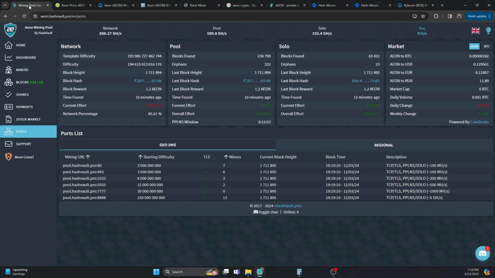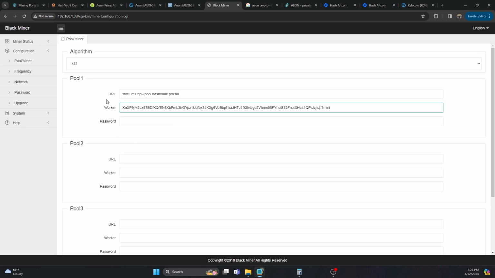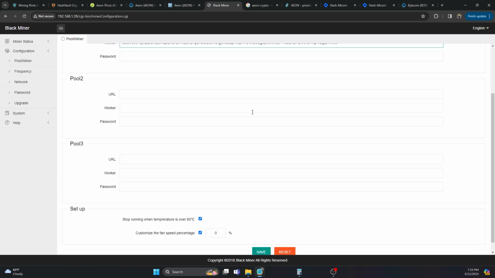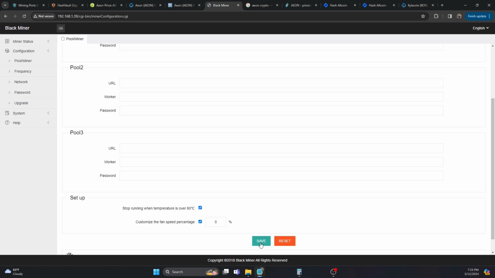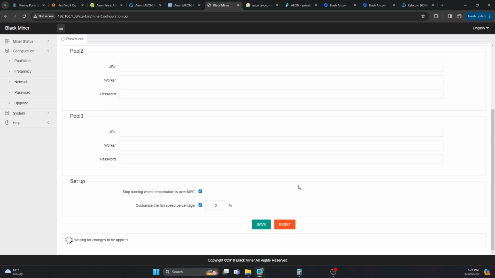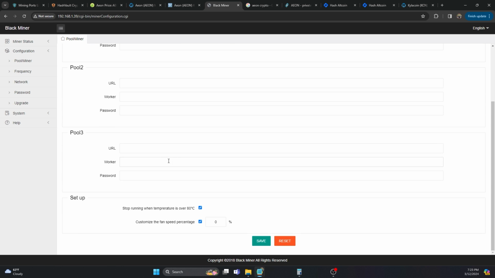The only other thing we want to check is how to activate solo. So on Hashvault, what you do to do solo is you do solo colon and then your wallet address dot worker name. This is typical CryptoNote. So we're going to go ahead and do that, hit save. We're going to let it start up, let it save the settings and start up the bitstream and verify that it is hashing to that pool.